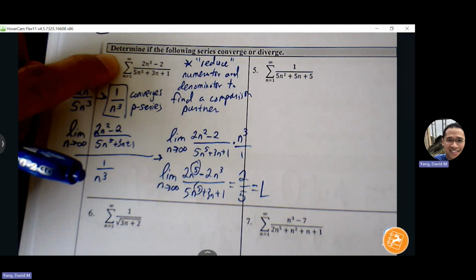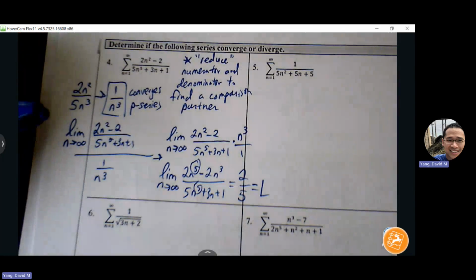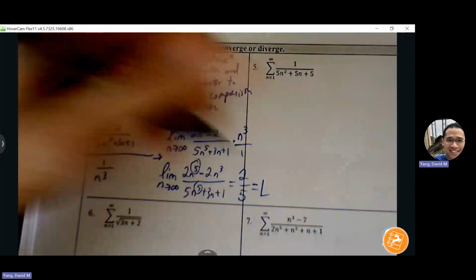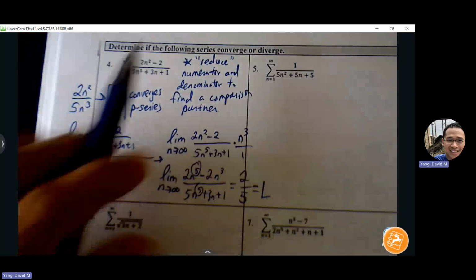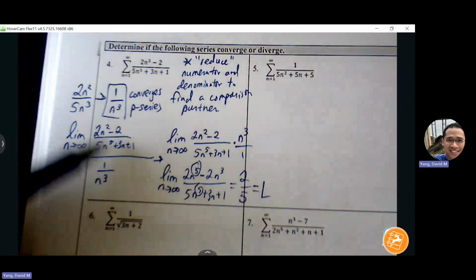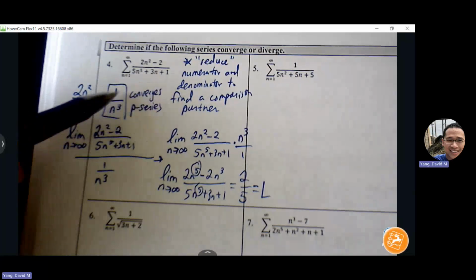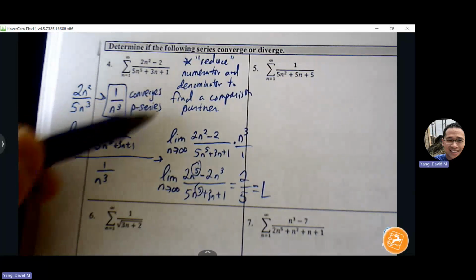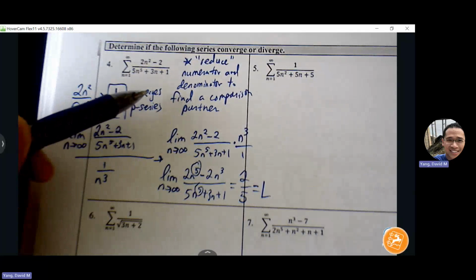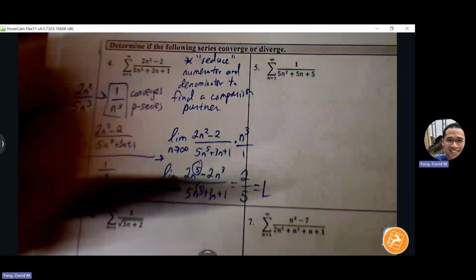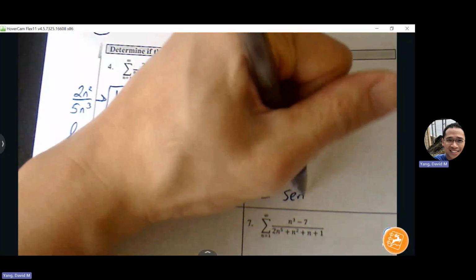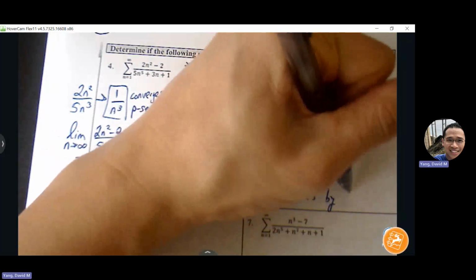On the test or the quiz, do I have to put justification? No, you can just say series converges by LCT, right? I see your work. You do need to identify what your conclusion is with the simpler series. But after that, that's fine. You can just say series converges by LCT, limit comparison test.